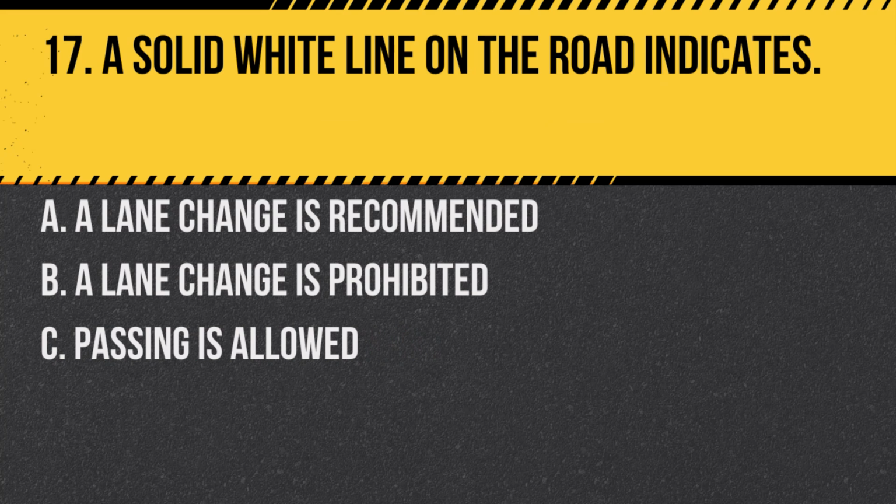Question 17. A solid white line on the road indicates: A. A lane change is recommended. B. A lane change is prohibited. C. Passing is allowed. Answer: B. A lane change is prohibited. Solid white lines typically indicate that lane changes are unsafe or not allowed.